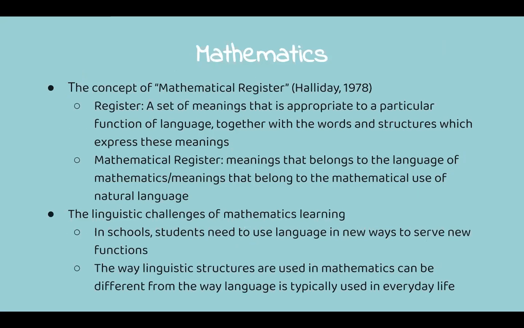First, we're going to take the content area of mathematics as an example. We want to first point out the concept of mathematical register. A researcher named Halliday defined register as a set of meanings that is appropriate to a particular function of language, together with the words and structures which express these meanings. In this sense, the mathematical register can be viewed as meanings that belong to the language of mathematics, or the meanings that belong to the mathematical use of natural language.